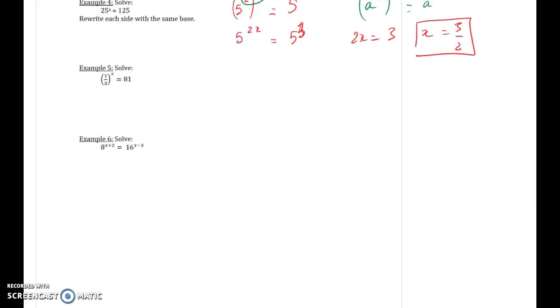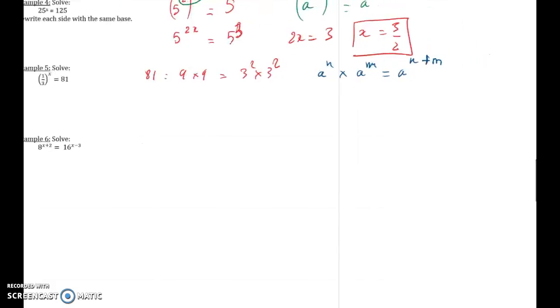Example number 5. 81. Most of the time, people are thinking about 9 by 9. And then they realize that 9 is 3 squared, so 3 squared multiplied by 3 squared. Based on my rule of exponent a to the n multiplied by a to the m, I'm supposed to add the exponents. So I end up having right here 3 to the 2 plus 2, which is 3 to the 4.